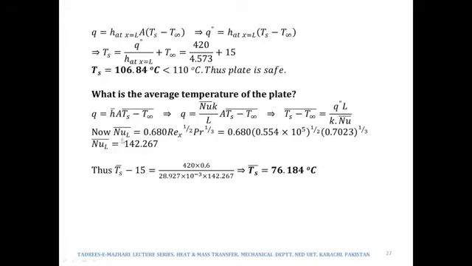Now the average Nusselt number, again as previously discussed in one of our previous slides, would be evaluated using this particular expression, 0.680 Reynolds half Prandtl 1/3, and upon putting in the values we get the average Nusselt number over the entire plate as 142.2. So therefore if we use again the same expression, we get the value of this expression.